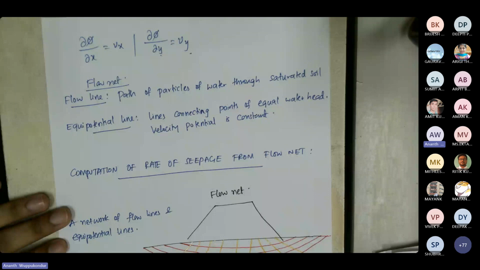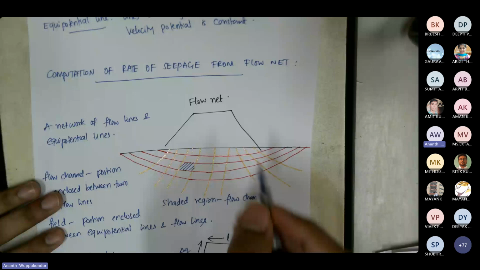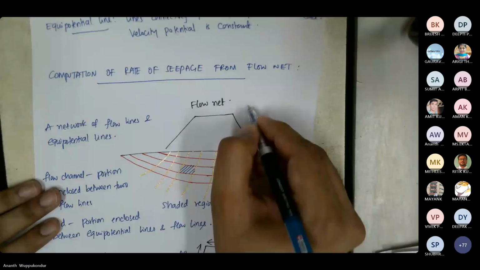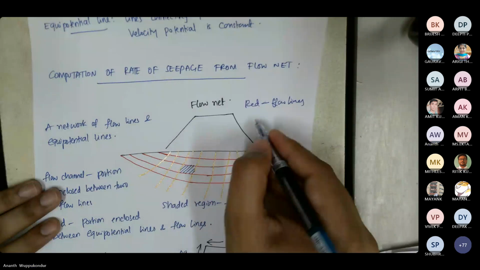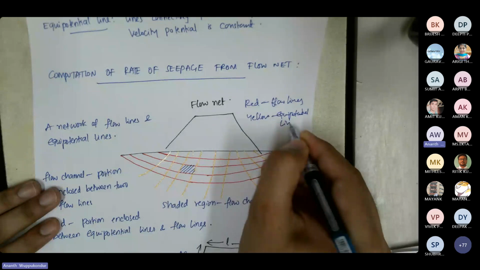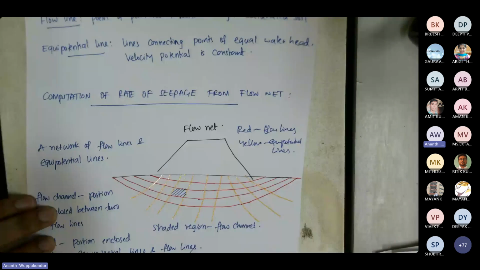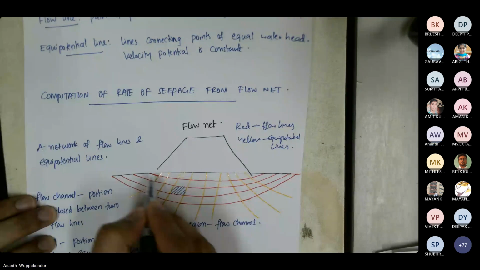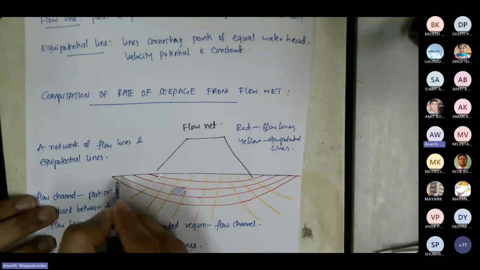So for example, here what I have is a flow net. The red lines are flow lines, and the yellow are equipotential lines. So the flow lines represent the fluid path. The fluid from upstream is going to travel to the downstream, and the path of the fluid is going to be along the red lines.